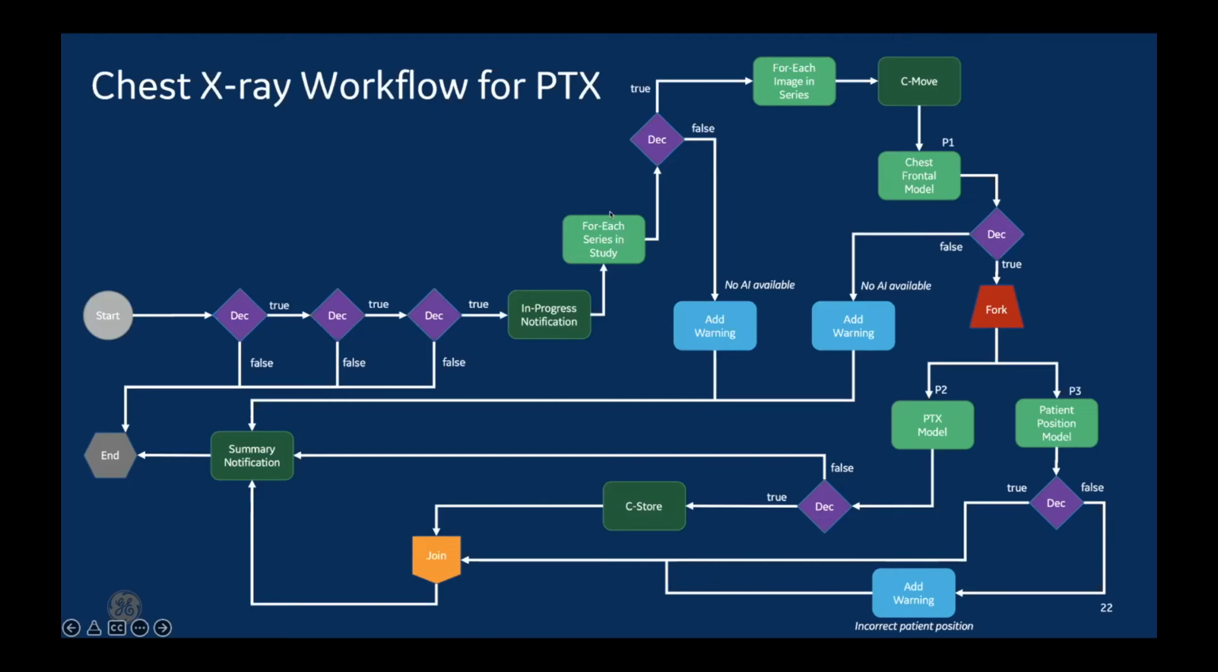But if it is yes, then we fork. There are two other models. One tries to identify the pneumothorax, which is the core of this flow. And one gives some highlights of the position for the user. Then we run those two models, we take some decisions as well, and finally we store the image back in the archive. Once all of this is done, we join as a result of this fork, and then we send back the notification to the user saying, okay, your AI is done. So all of this can be modeled as a Conductor workflow.